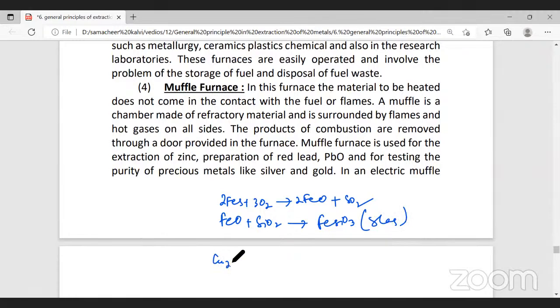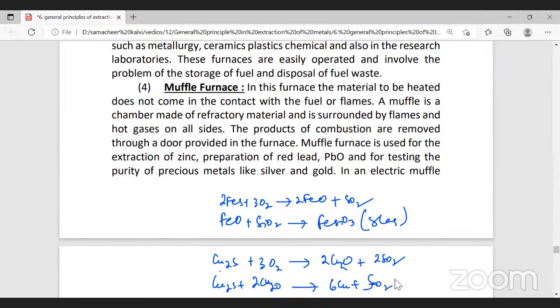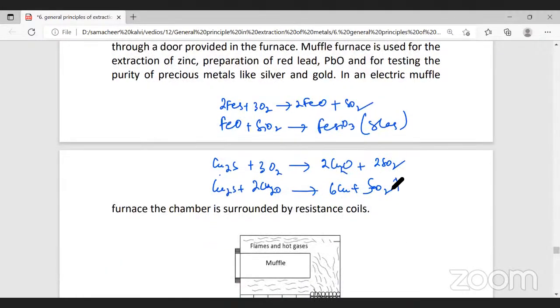Likewise, we have cuprous sulfide. This cuprous sulfide reacts with oxygen to form cuprous oxide, giving you sulfur dioxide gas. Not all the cuprous sulfide will be oxidized to cuprous oxide. Traces of cuprous sulfide will be left out. That will react with cuprous oxide to give copper, liberating sulfur dioxide gas. Since the sulfur dioxide gas is liberated, there will be bubbles formed on copper. Therefore, this copper is called blister copper.